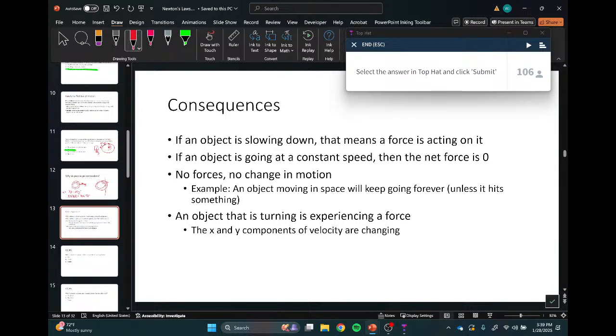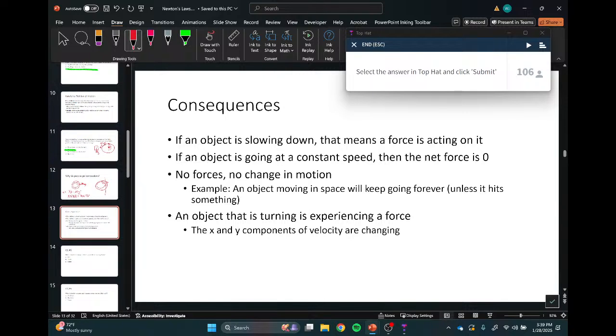No forces, no change in motion, and an object that is turning is experiencing a force because the components are changing. So this is one of those mindset shifts you all have to get into, that everything is X and Y. Everything has to be split up. And if one of those components is changing, there's an acceleration. If a component of velocity is changing, there's an acceleration.